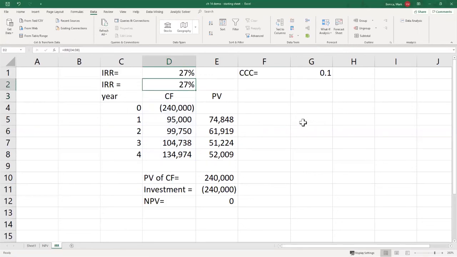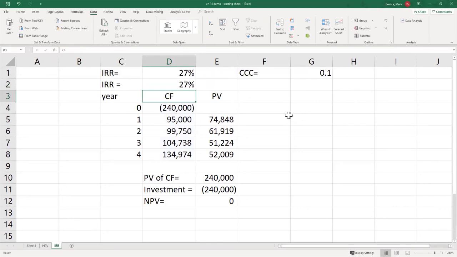So if you have a problem on your exam that requires you to calculate an IRR, as long as you have the cash flows set up properly, as long as you've got this column set up properly, you can run an IRR just by using that IRR formula. So it's pretty cool.